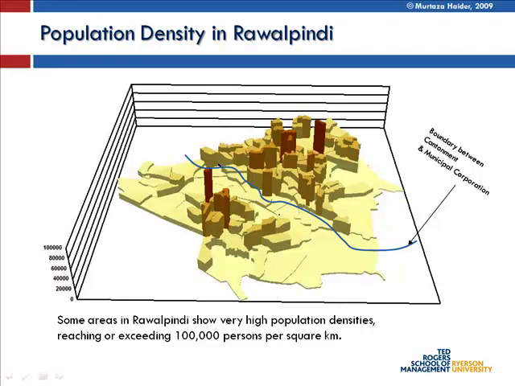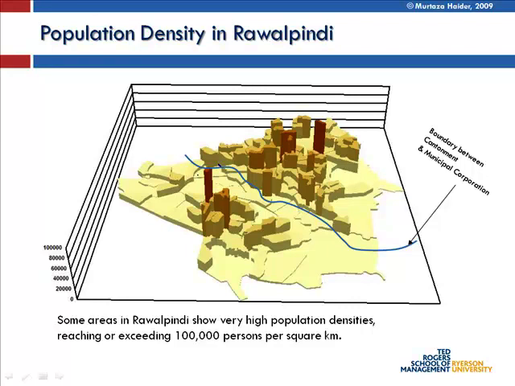The student actually got this data from the Population Census Organization, and the data from the Population Census Organization was used to first digitize a map of Rawalpindi City. And then after digitizing the map, taking the neighborhood level data and creating this population density map. And you would notice that in certain parts of the city, the population density is as high as 100,000 persons per square kilometer, which is, in global terms, very, very high density.